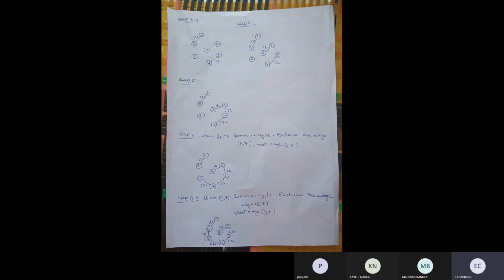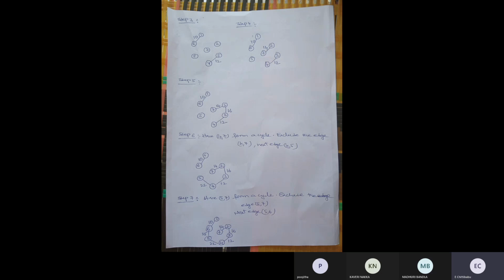Next, step 6: (4,7), sir. Here (4,7) forms a cycle with the edges already included. Yes, sir, it forms a cycle. Exclude the edge (4,7).